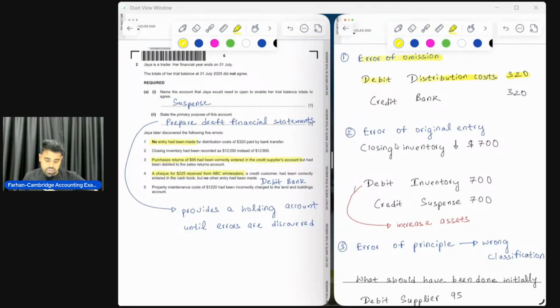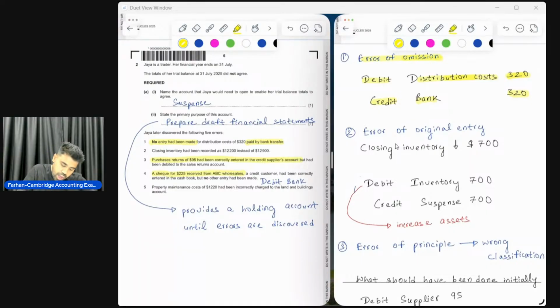Simultaneously, we understand that these distribution costs were paid by bank transfer, where you just went to your mobile app and then transferred the amount to the party who are responsible for this distribution, right? So your funds in the bank account are decreasing, which means your assets are decreasing. When assets decrease, we credit them. So we are crediting the bank account by $320. All right. Now let's go through the second error.